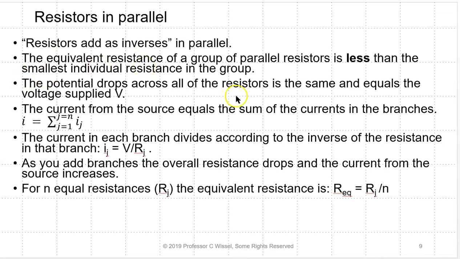The potential drop across all the resistors is the same and equals the voltage V supplied by the source. The current from the source equals the sum of the currents in the branches. The current in each branch divides according to the inverse of the resistance of the branch, so Ij equals V over Rj. As you add branches, the overall resistance drops and the current from the source increases. For n equal resistances, each equal to Rj, the equivalent resistance is just Rj over n.